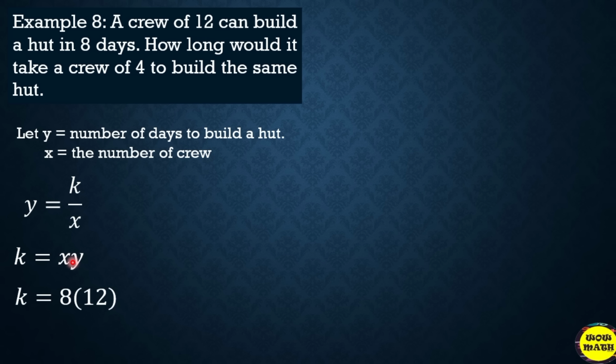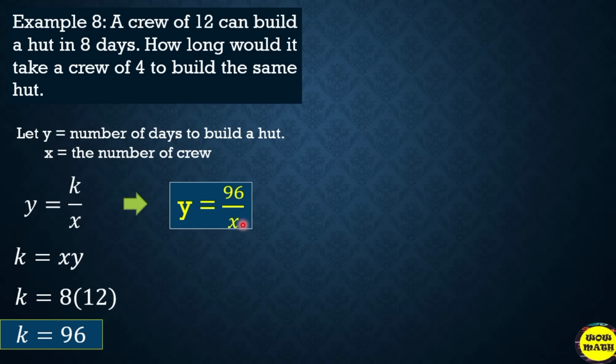Then, multiply lang natin. So, 8 times 12, the answer is 96. Ibig sabihin, that is our constant. So, yung constant natin ay 96. After that, kunin natin yung equation ng variation. Balik tayo dito. Papalitan lang natin yung k ng nakuha nating value ng constant. That is y is equal to 96 over x. So, balik na tayo ngayon dun sa tanong. How long would it take a crew of 4 to build the same hut? Since meron na tayong equation class, and ang representation natin, yung number of crew, that is the value of x.